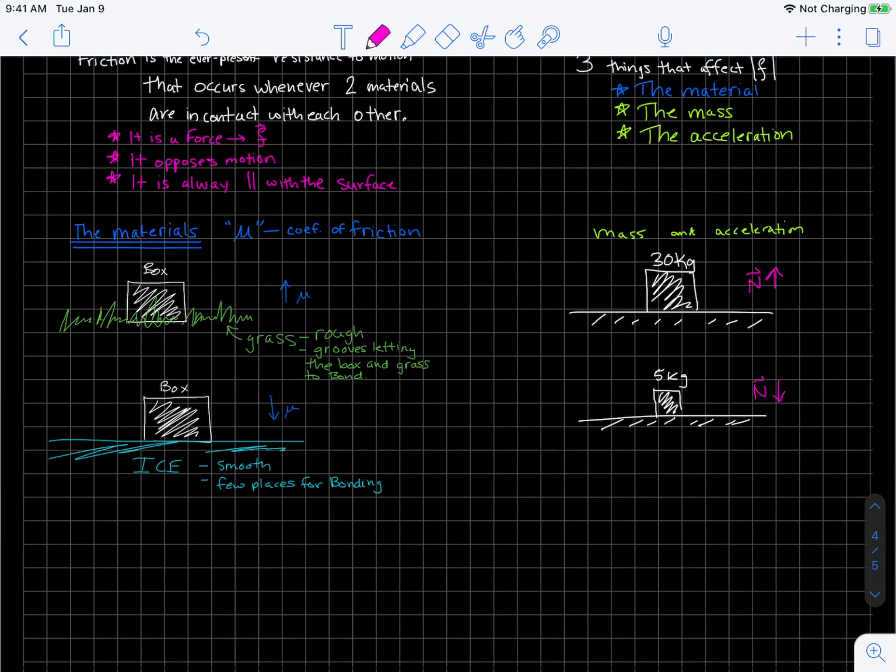So we have those three things that affect friction: your materials, and your mass and acceleration. And so I'm going to put those together in a nice little formula. Friction can be found by taking the material coefficient of friction times the normal force. And so that is how we can calculate friction.